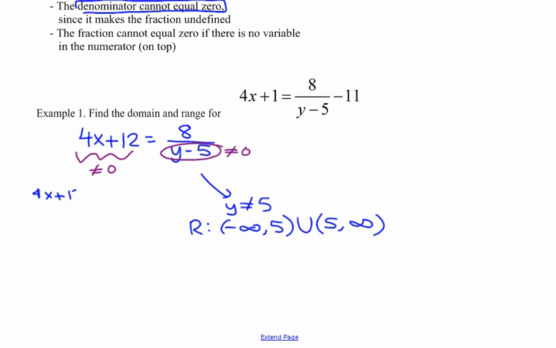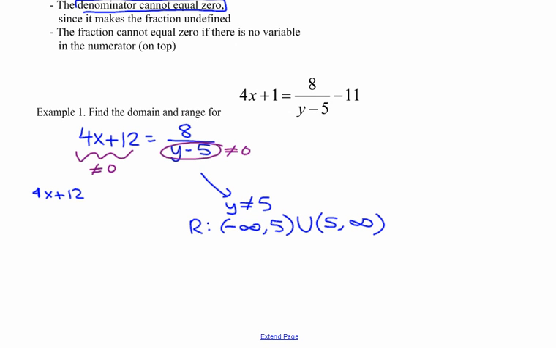Okay, so then we also have that this side can't be equal to 0. So 4x plus 12, this is where we're getting our, in this case, vertical and horizontal asymptotes. So what can x be? Negative 3. Minus 12 divided by 4. So we'd write for our domain, negative infinity to negative 3, round bracket, union negative 3 to infinity. Yeah, so do you want to try the next one? Sure. Okay, try the next guy.